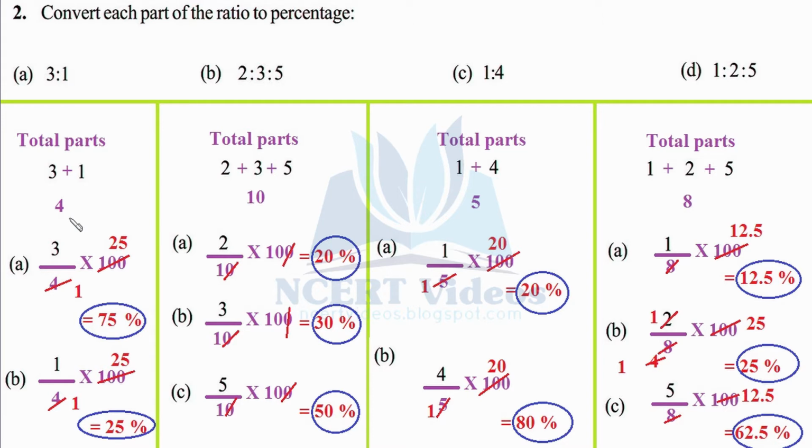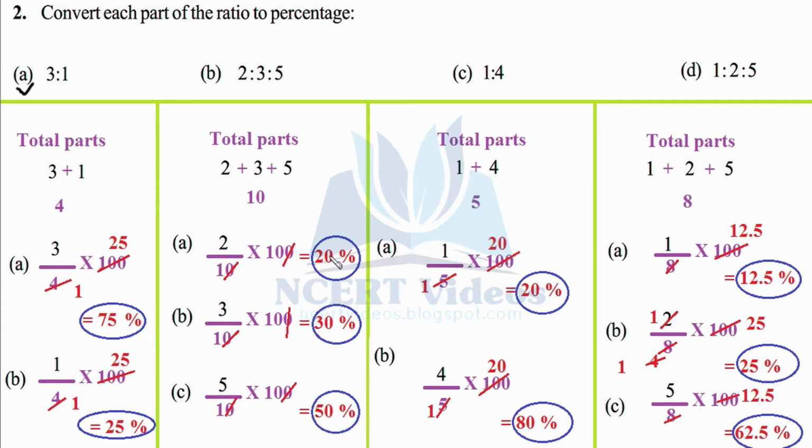Now we have 1 part out of what? Total 4. 1 over 4 into 100. 4 ones are 4, 4 twenty-fives are 100. 25 into 1, 25%. In this way, we will do the rest of the parts. Now here we have 3 parts and all of them add up to 100. You can also see if you add all these answers, they add up to 100.